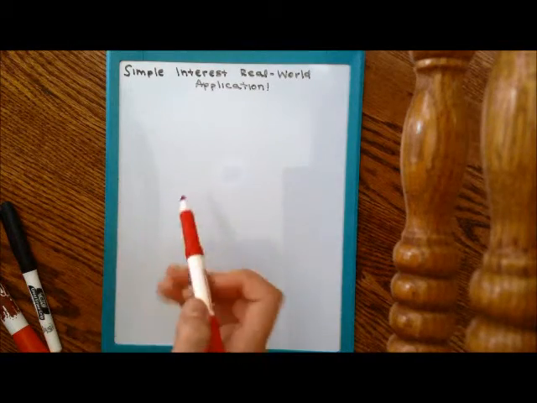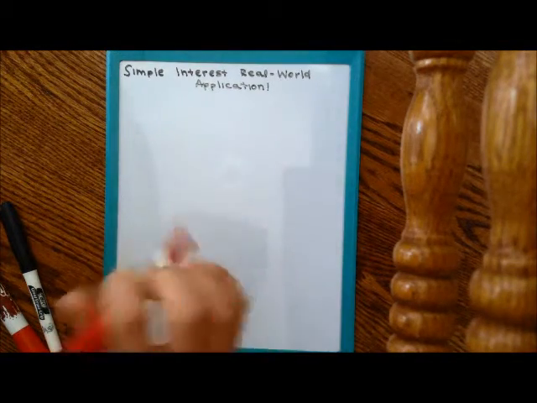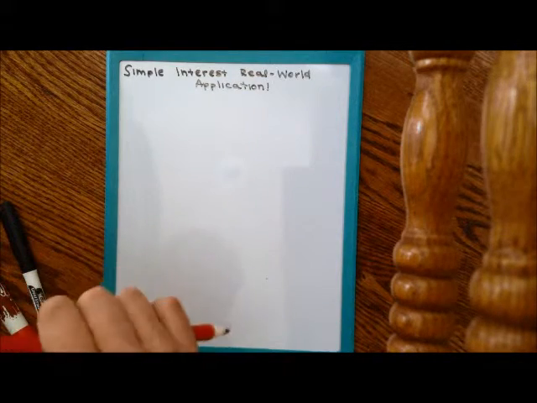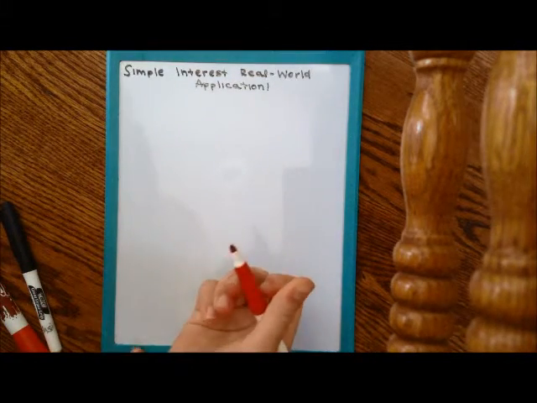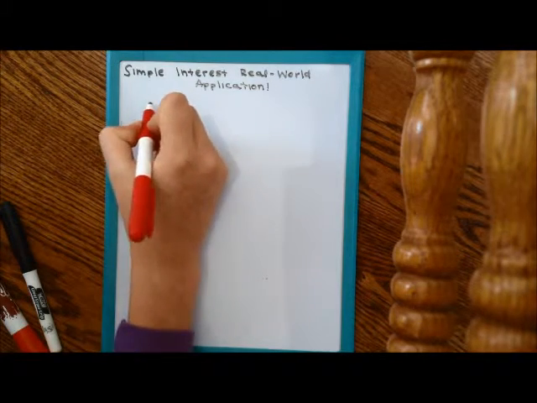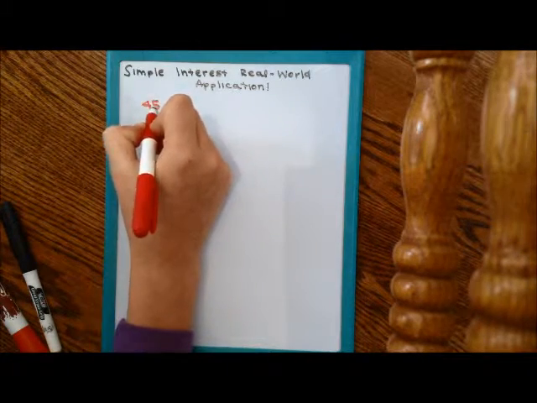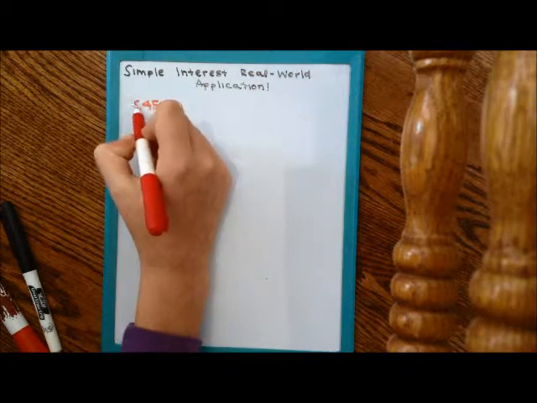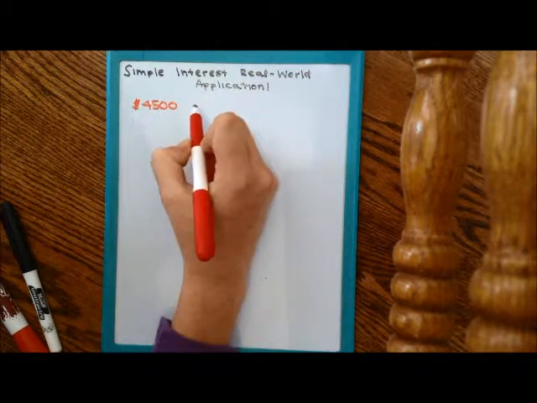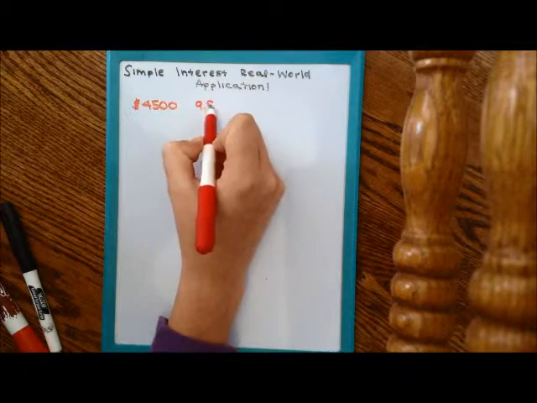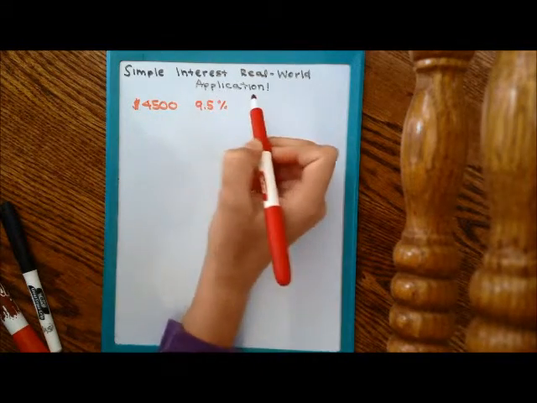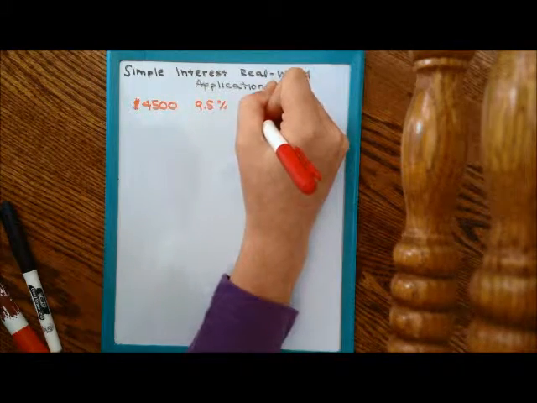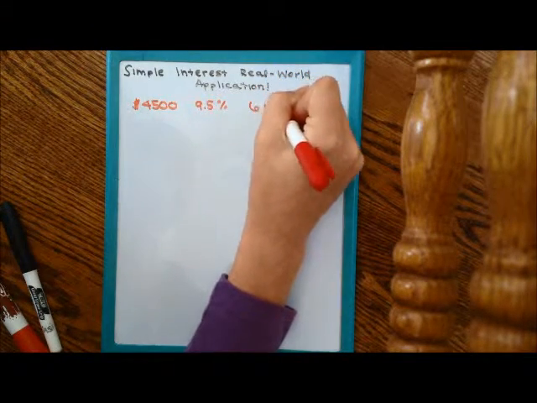So we're going to be talking about simple interest today, and a real world application when somebody puts money into a bank. So we're going to say that somebody puts $4,500 into the bank, and this bank has a 9.5% interest rate, and they had this money in this account for 6 years.